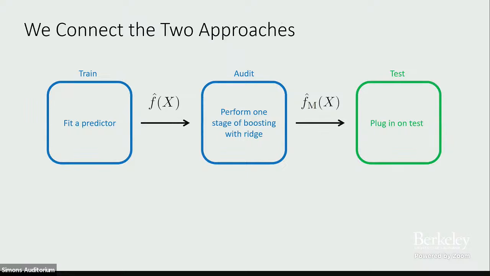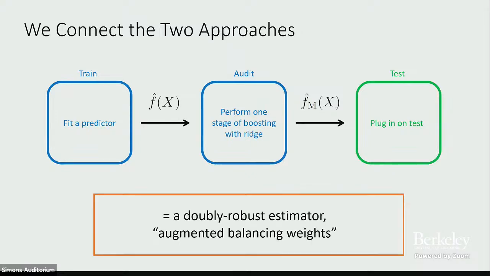So we're going to connect the two approaches with a very simple algorithm, which is we get some training data with XY pairs. We fit your favorite ERM predictor, F hat. And then you do one auditing stage where you do one step of boosting with ridge regression to get a multi-accurate predictor, F hat M. And then you just plug that in on your test distribution. And it turns out that this is numerically identical to a procedure from causal inference called augmented balancing weights. And this procedure has all sorts of really nice theoretical optimality properties for a particular target distribution Q. So what do I mean by that?